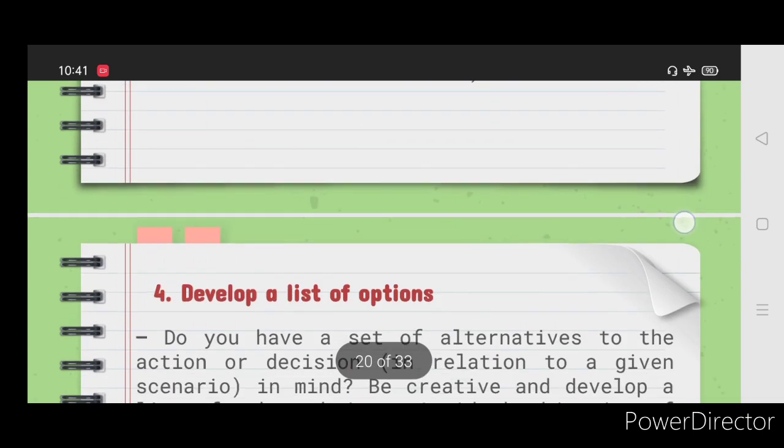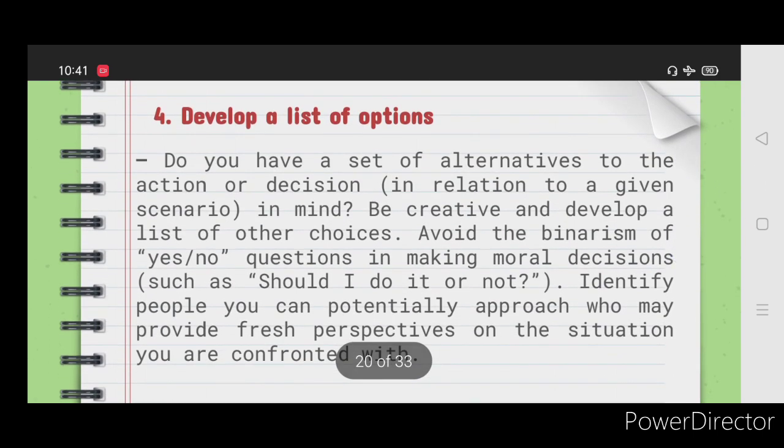Okay? Next is develop a list of options. When I say develop a list of options, do you have a set of alternatives to the actions or decisions in relation to a given scenario in mind? Be creative and develop a list of other choices. Okay, so avoid the binarism of yes or no. Okay? Identify the people you can potentially approach who may provide a fresh perspective on the situation you are confronted with. Okay?